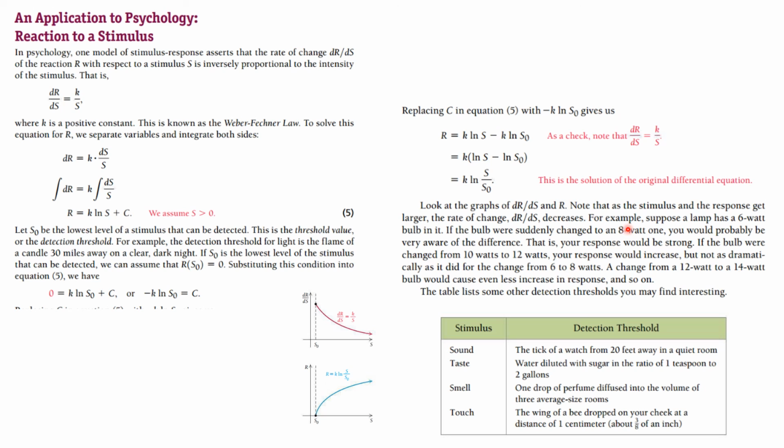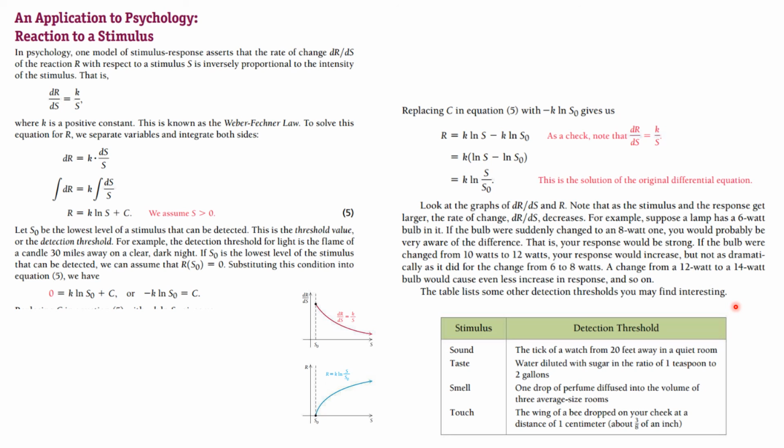And so that means, for example, if a light has a 6-watt bulb in it, if the bulb were suddenly changed to an 8-watt bulb, you would probably be very aware of the difference. That is, your response would be strong. If the bulb were changed from a 10 to a 12, your response would increase, but not as dramatically as it did going from 6 to 8. A change from a 12 to a 14-watt bulb will be an even smaller increase in your response, and so on.